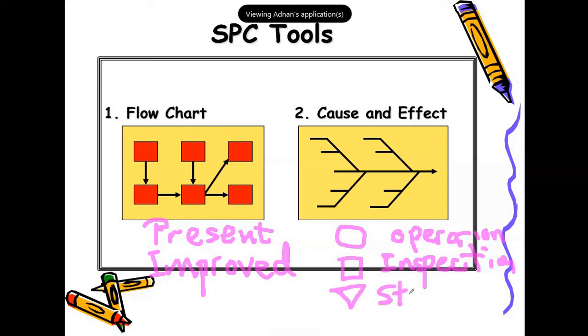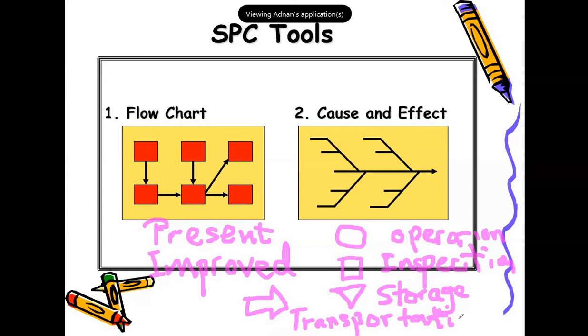We represent the activity by using different symbols for the flowchart. You can have an arrow like this, which we put as transportation. If we are moving something, we put an arrow like this in the chart. Transportation. So it's more detailed than a general flowchart.